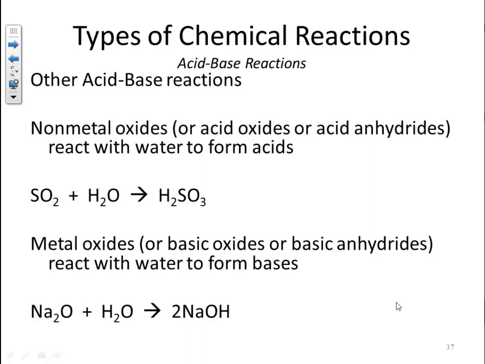Metal oxides, or your basic oxides or basic anhydrides, react with water to form bases. You have Na2O, sodium oxide, plus water forms sodium hydroxide. Once again, a combination reaction.